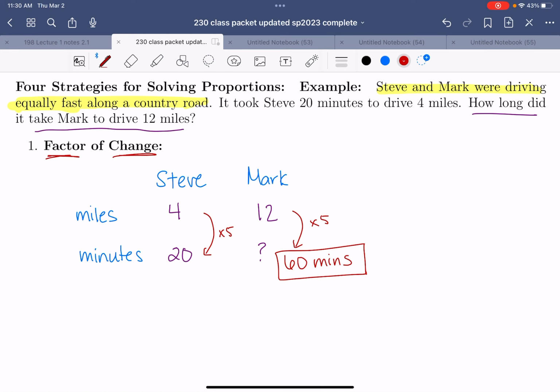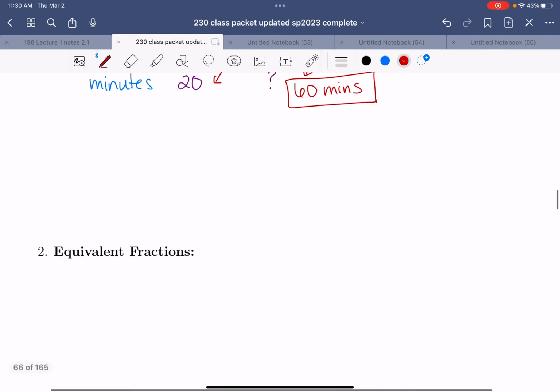Notice that we're typically multiplying or dividing by a whole number, so it's easy to think of, and there are no fractions involved here. They're just numbers that we're changing in the same kind of way. So that's what factor of change is.